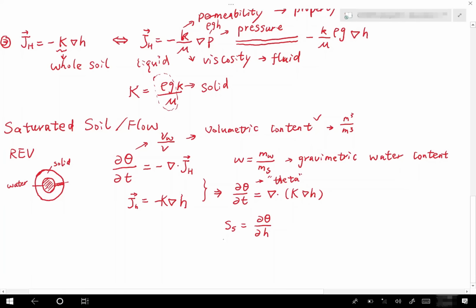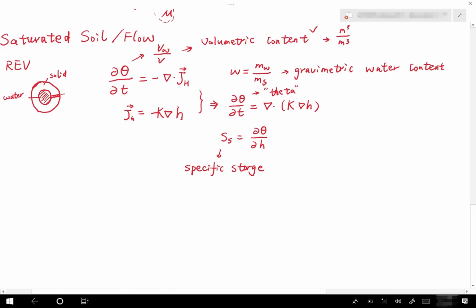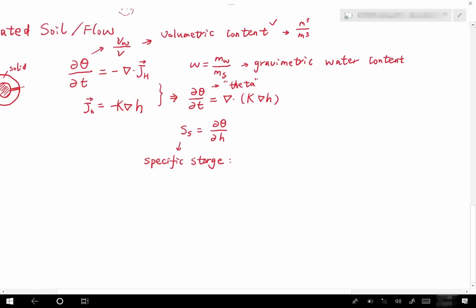So this S_s has a physical meaning. It's used a lot in hydrology or geohydrology, and it is called the specific storage. So it's also a material property. The meaning of that is the volume of water released per unit decline in water head per unit area.